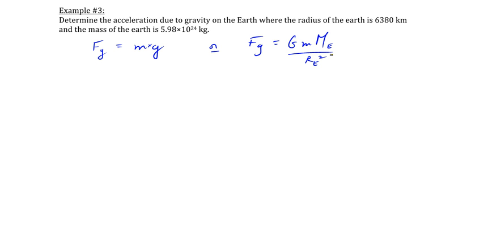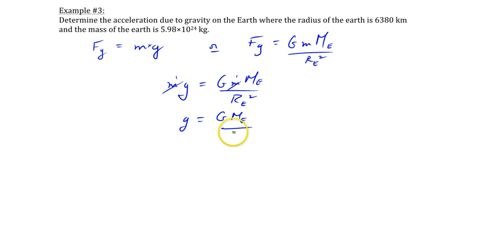Now, since those are both the same, we can set those two equations equal to each other. So we can essentially say mg is equal to G times the mass of the Earth, divided by the radius of the Earth squared. And you can see that the mass of the object cancels out, which means that the acceleration due to gravity, which is G, the universal gravitation constant, times the mass of the Earth, all over the radius of the Earth squared, is independent of the mass of the object.